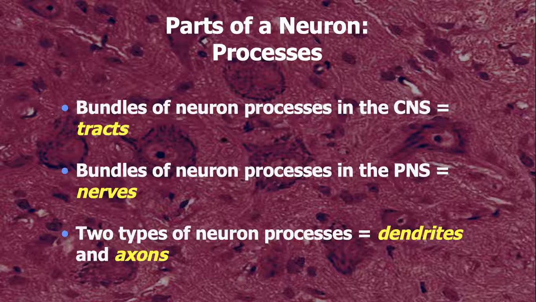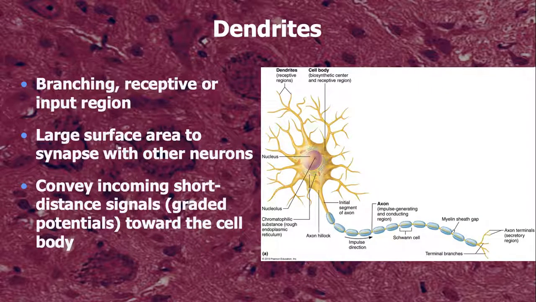But bundles of processes in the peripheral nervous system is called a nerve. So a nerve is a bundle of axons that are all just grouped together. There are two types of neuron processes, dendrites and axons, and they have two different functions. We're going to get to that in a second. So we'll start with dendrites.